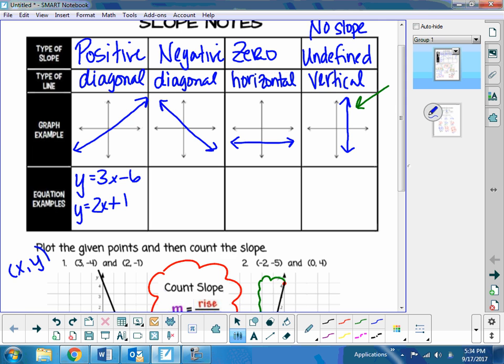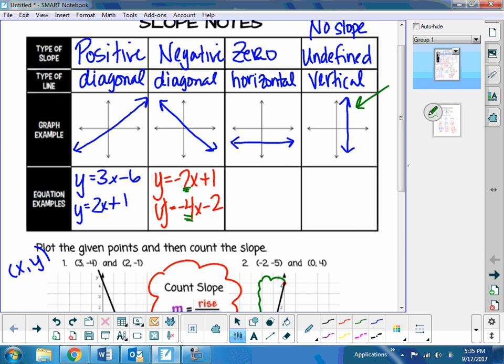Same thing with negative numbers. Same thing with negative slopes. We need negative numbers for our slopes. Okay, so I could have y equals negative 7x plus 1, y equals negative 4x minus 2. So as long as that number in front of our x is negative, that's going to have a negative slope. Again, my y is isolated though, so make sure you have that.